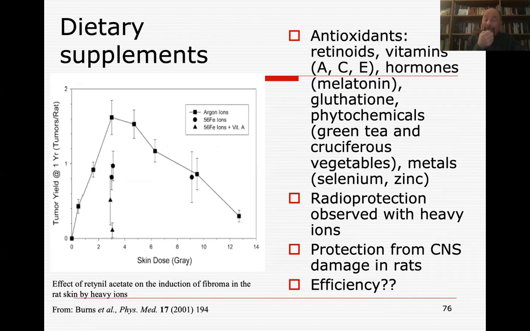And the dietary supplements, you see, this does not mean that they don't work for heavy ions, because these are data, for example, for skin cancer. These are animals treated with retinyl acetate here, and you see that there is a reduction of skin cancer also when they are treated with argon ions or iron ions.